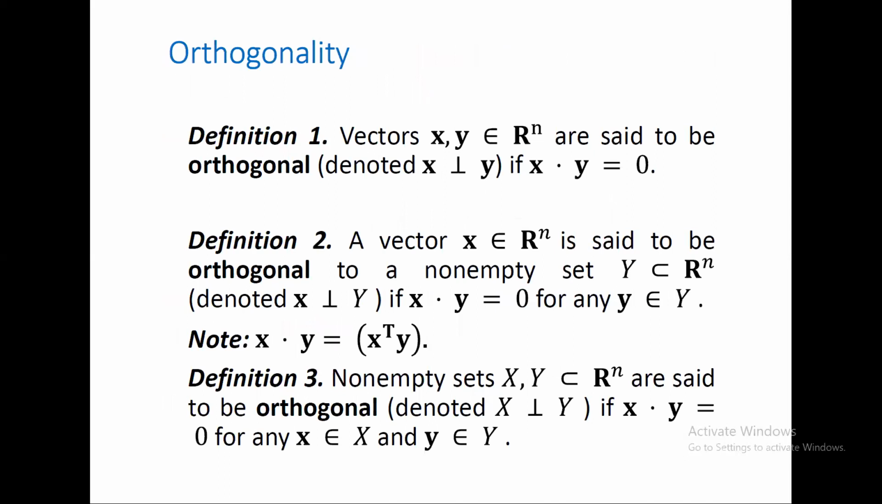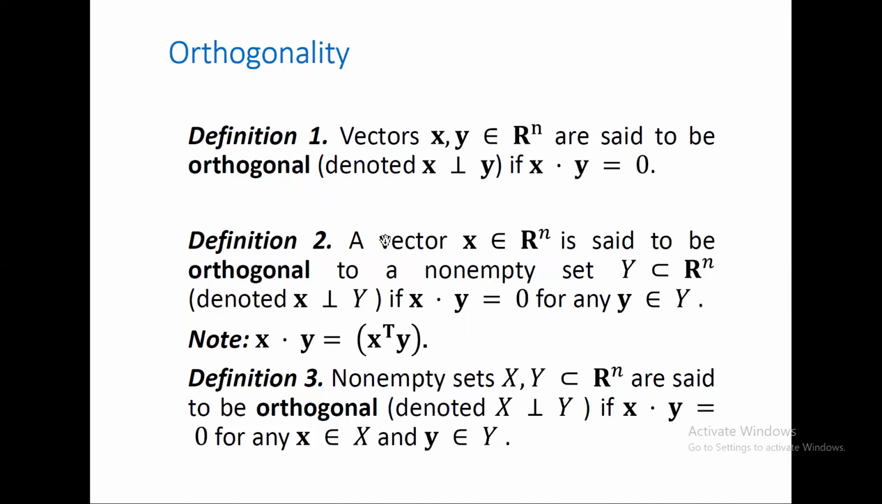Then we come to a more proper definition of orthogonality. If you have two vectors x and y which belong to the n-dimensional vector space, then they are said to be orthogonal, denoted by the symbol ⊥, if x dot y is equal to 0. This is what we have considered.